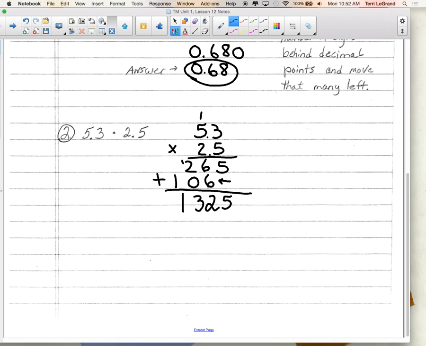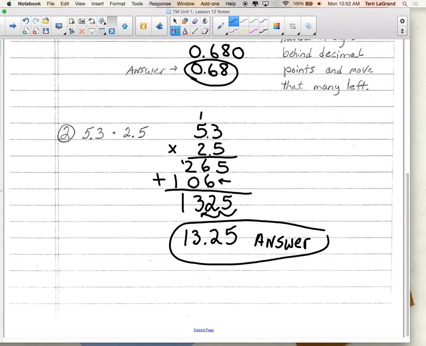1,325, is that our answer? No, what do we have to do? How many places do we need? We need 2, don't we? Because we have 1 decimal point here, we have 1 here, so we start here. There's really an imaginary 1 right here. So we go over 2 places, and we say our answer is 13.25. Let's put answer. Do you think that one can be cleaned up at all? Are there any digits we can get rid of in that one? No digits to get rid of there.